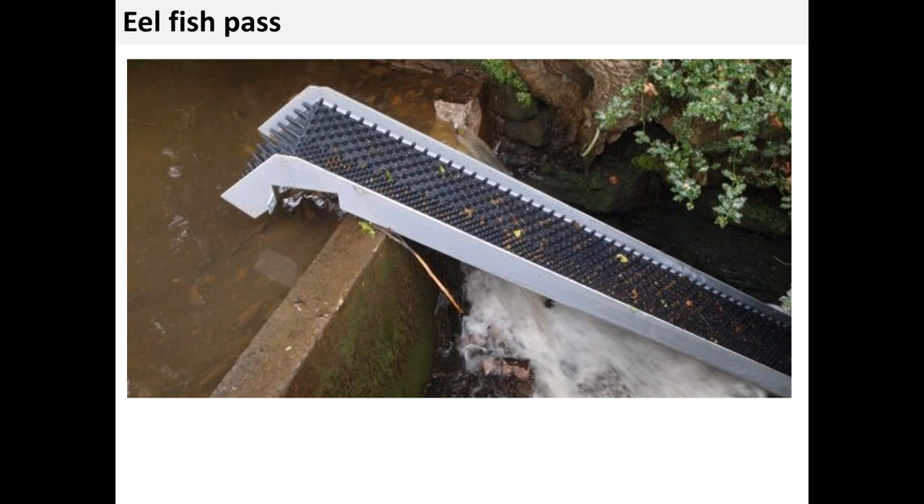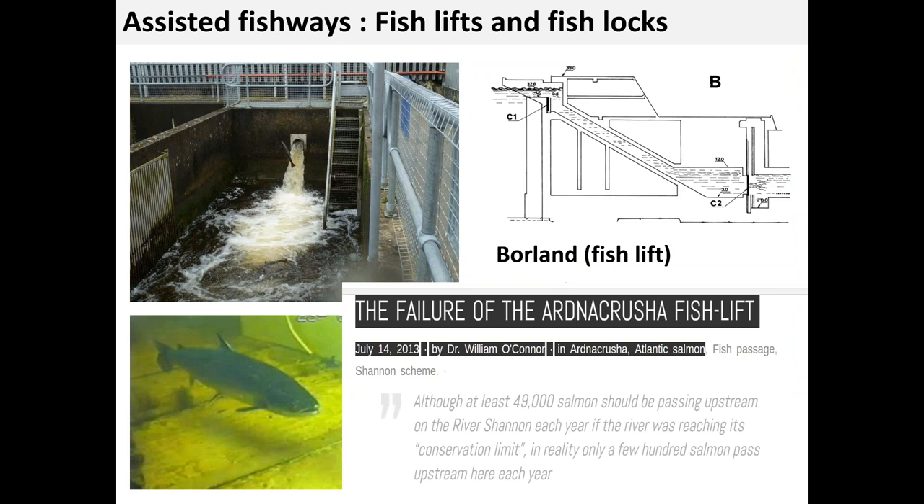In terms of assisted fishways, the so-called fish lift, the Borland fish lift, is perhaps one of the best known. This again was a fish pass of choice in large dams, as was the case here in the River Shannon in Ireland, because it was practically impossible to build other types of fish passes, and this was seen as a good compromise. Unfortunately, it's only relatively recently that people have discovered that most of these fish are actually not using the fish pass.